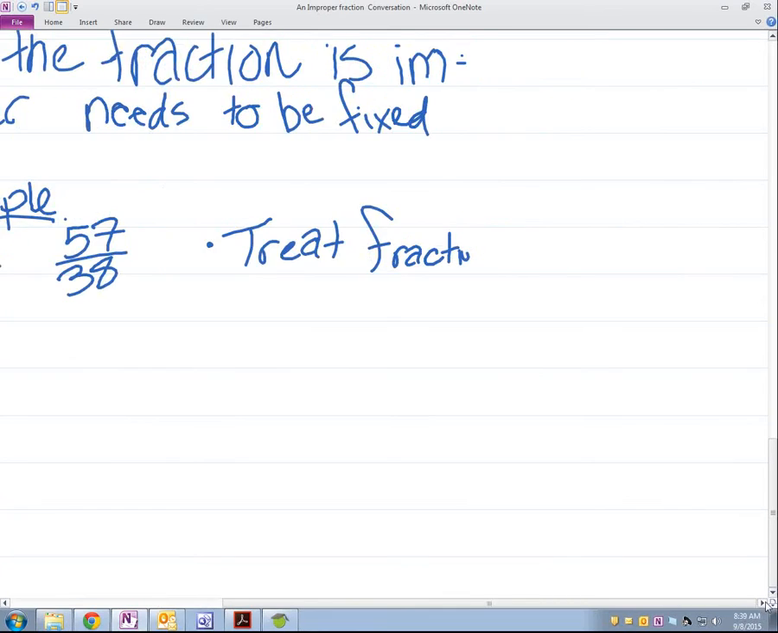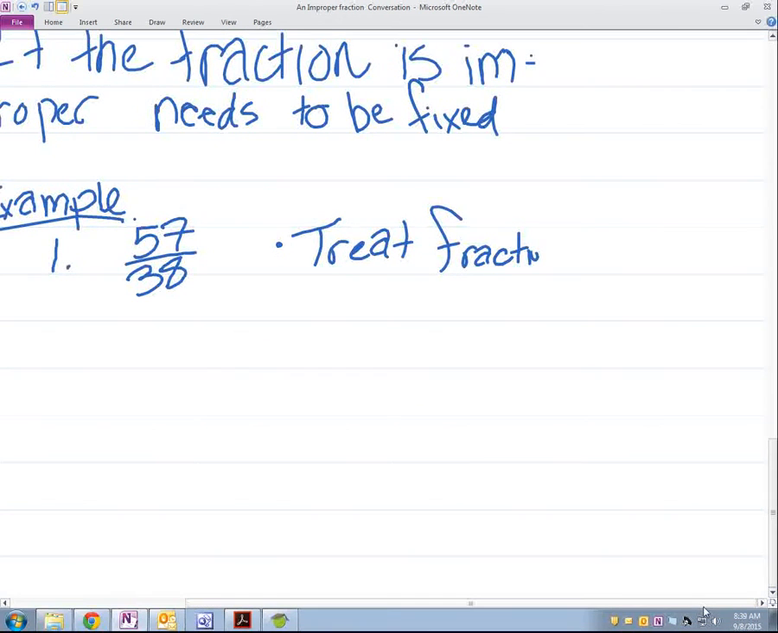Treat fraction as a division problem. Treat the fraction as division.